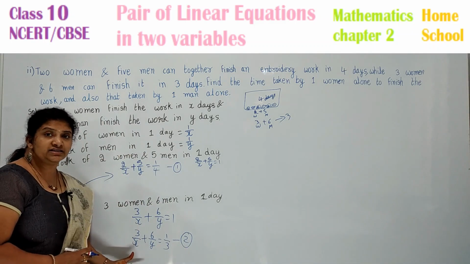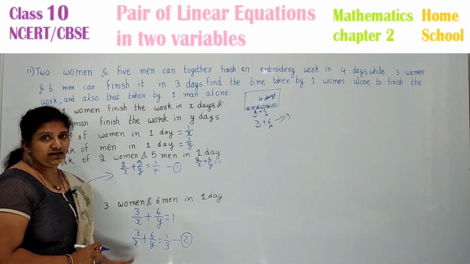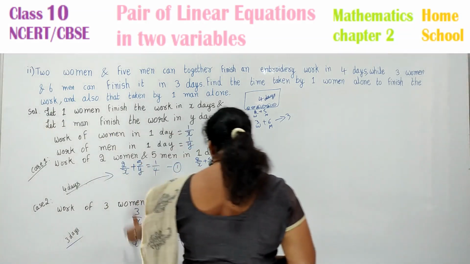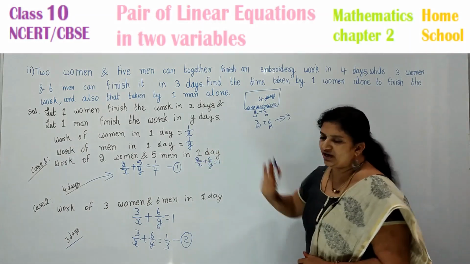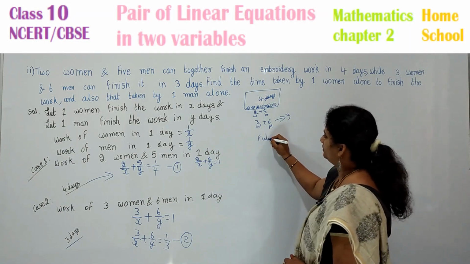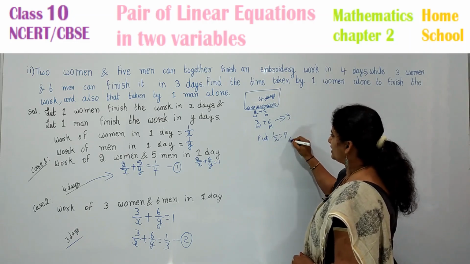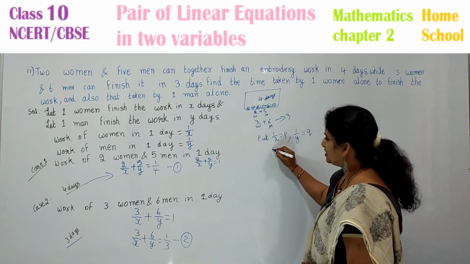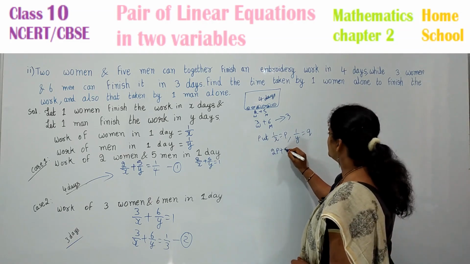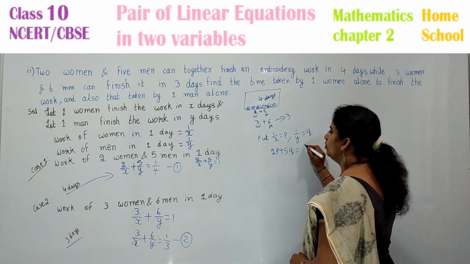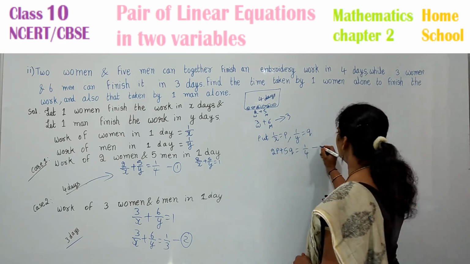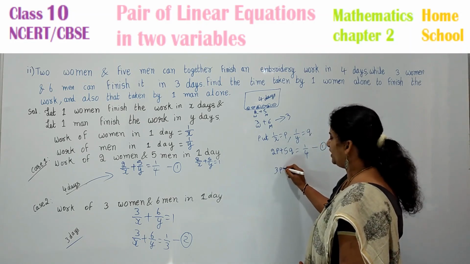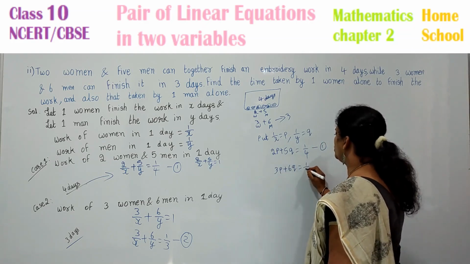As we have done in our first problem, reducing to a pair of linear equations and then solving, similarly we are going to try this problem. So what is common in these two? 1 by x, 1 by y, right? So now put 1 by x is equal to p and 1 by y is equal to q. And write the first equation: 2p plus 5q is equal to 1 by 4. And similarly, this is the first equation. Similarly, rewrite the second equation: 3p plus 6q is equal to 1 by 3.